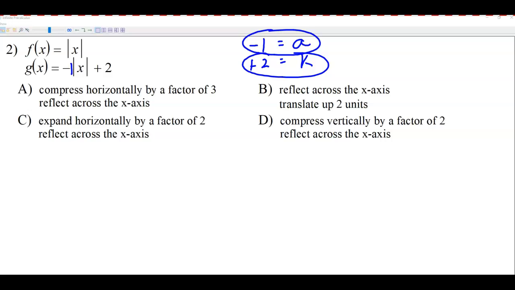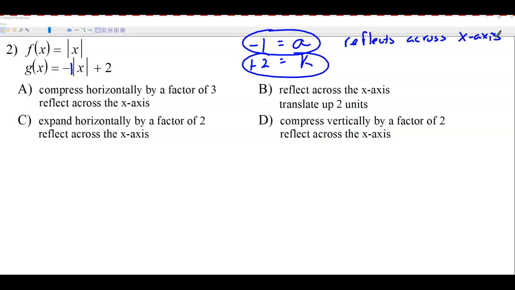It reflects across the x-axis. I agree. Reflects across x-axis. So we saw that on the A, one of the things it does when it's negative, that's a reflection across the x-axis. In other words, it flips it upside down.